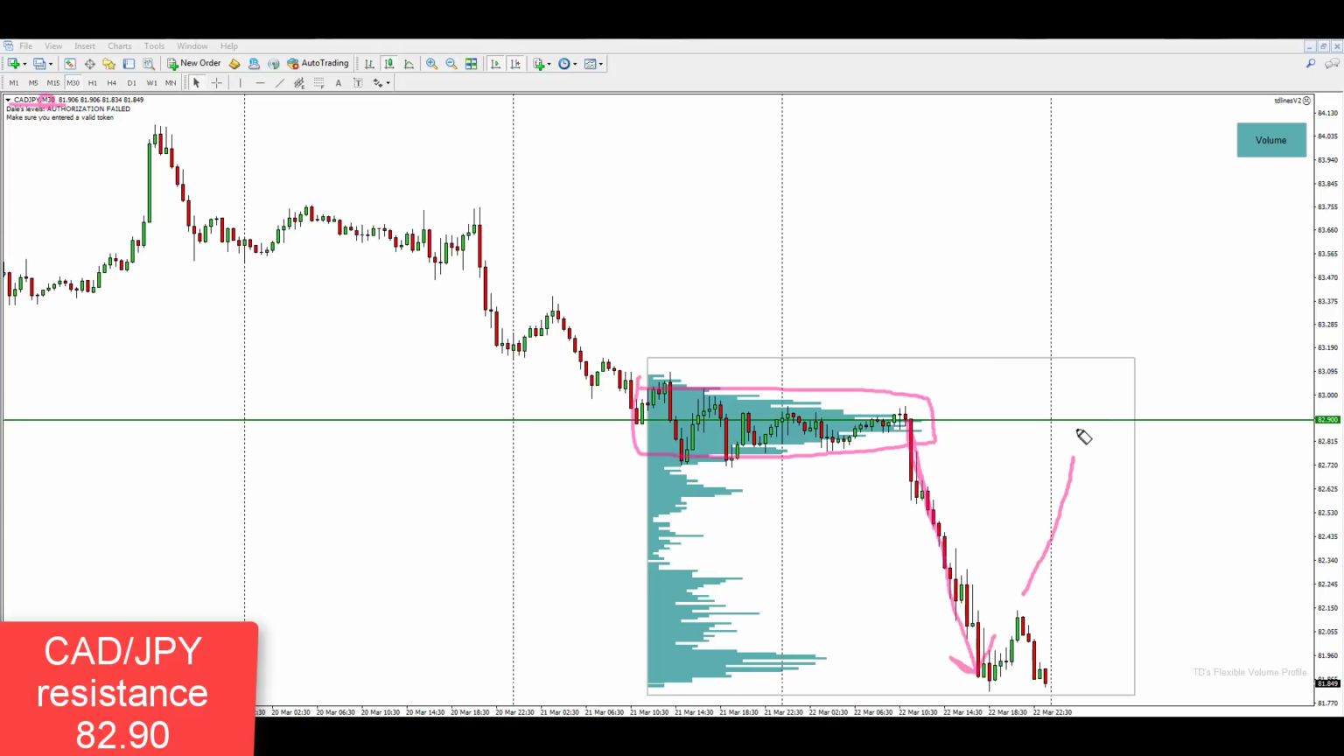So when the price makes it back to this level, to the level where the volumes were the heaviest in this rotation, I think that those sellers are likely to start pushing the price downwards from this level again.